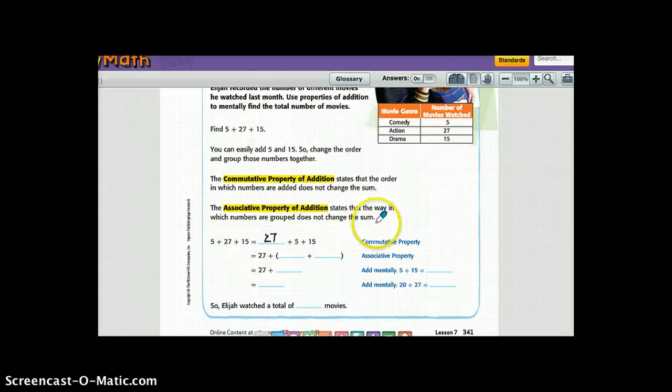So then we can use the associative property, which is the grouping property, to help us group the numbers so that we can do this more easily in our heads. So if I group 5 plus 15 together, my sum is still going to be the same as if I didn't group them above. But then I can add 5 plus 15 in my head, and I know that's 20. So then I have an easier problem. I have 27 plus 20. So I can add that in my head because I know 20 plus 20 is 40, plus 7 is 47. So when I added those together, he watched a total of 47 movies.